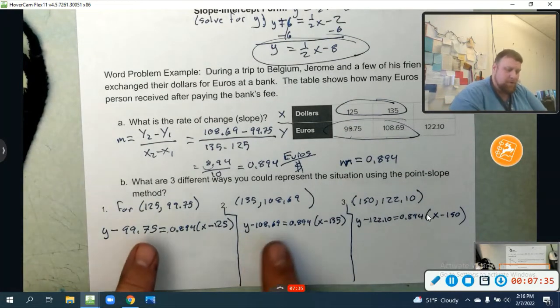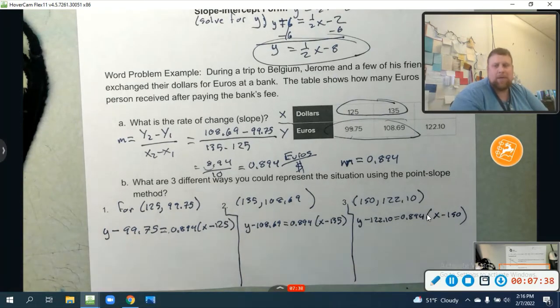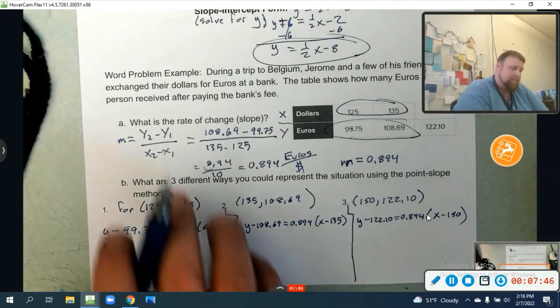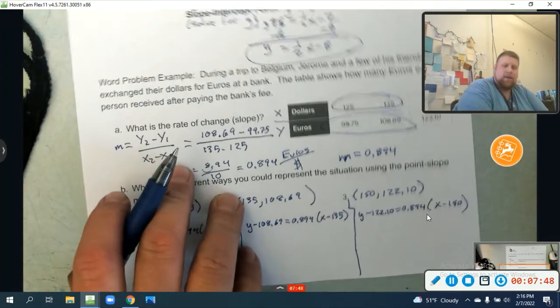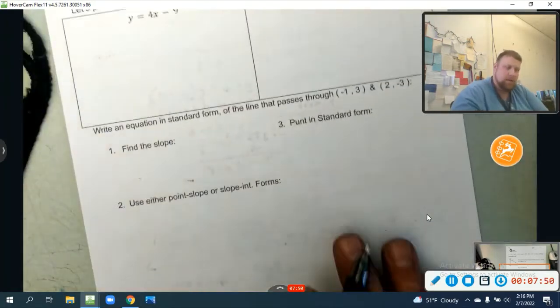And what's really cool is if I were to solve each one of these, they would actually come out to the same y equals mx plus b equation. Okay? It'd be a little weird looking because we've got a lot of decimals going on, but they would be the same thing. All right, let's go ahead and go to the next page.